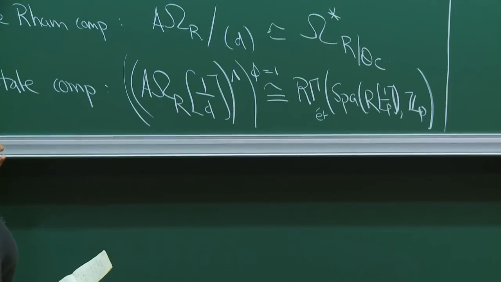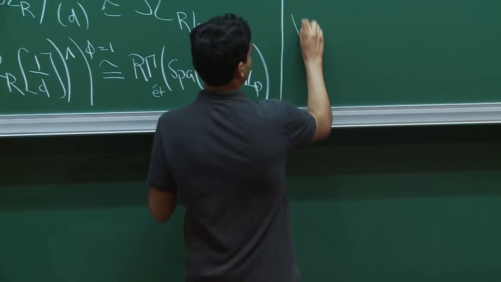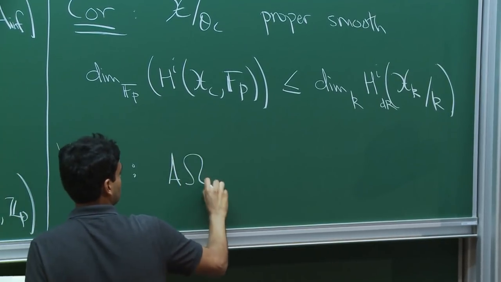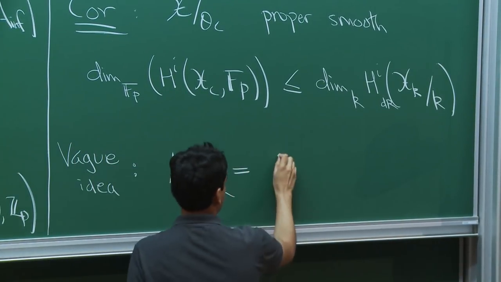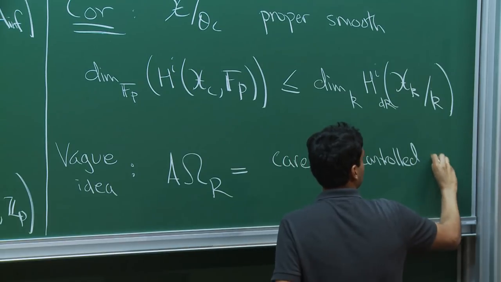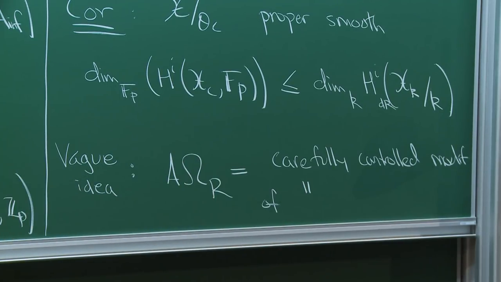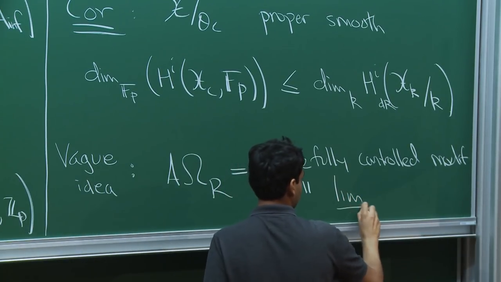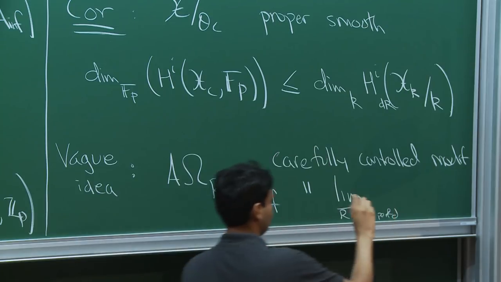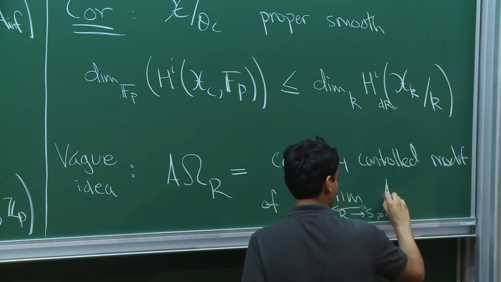Right, okay. And so I'm not going to explain the construction, but I'll just say the vague idea of the construction is as follows. The way you define this is some kind of a carefully controlled modification of the following object, which is you take an inverse limit over all maps from R to S with S perfectoid, of A_inf of S.